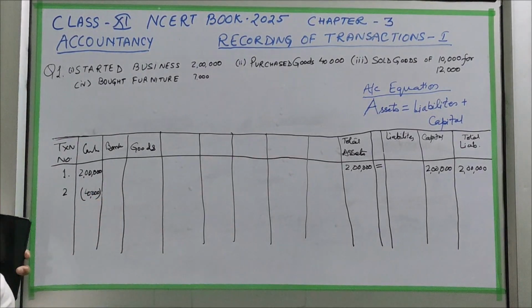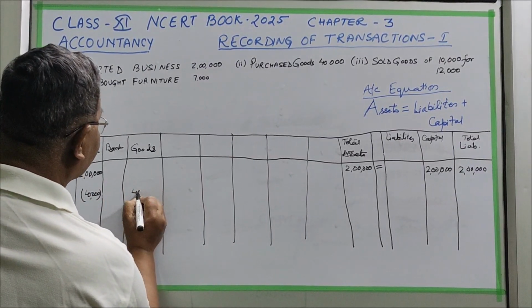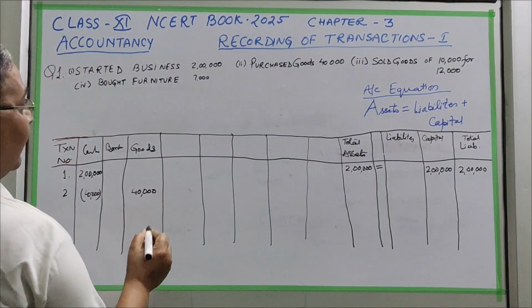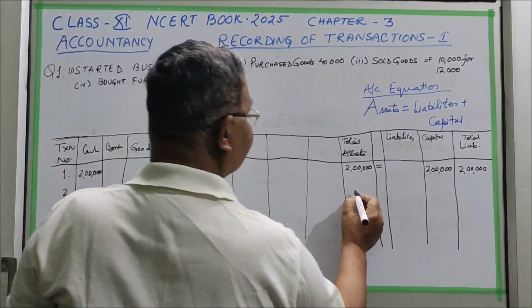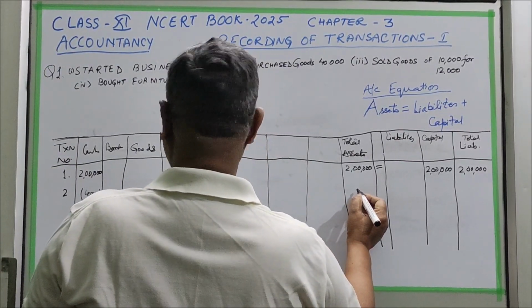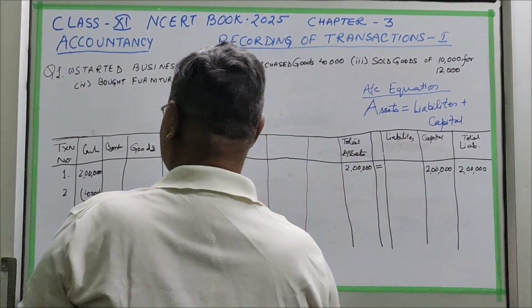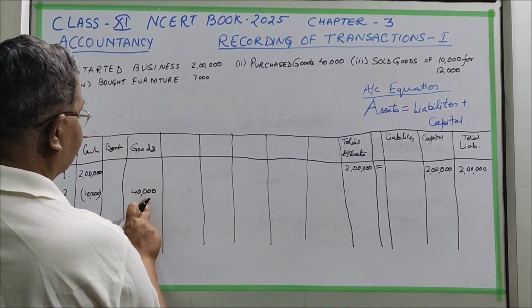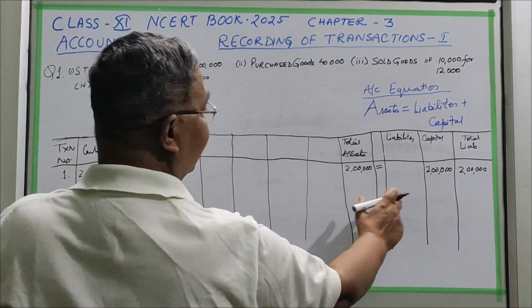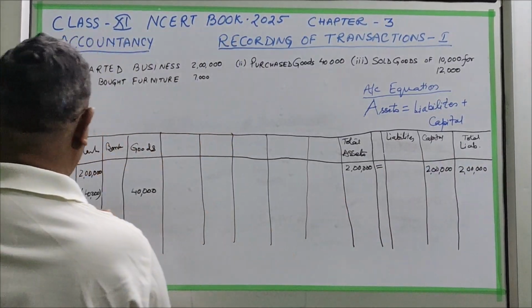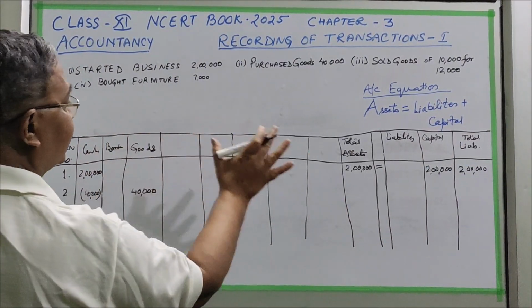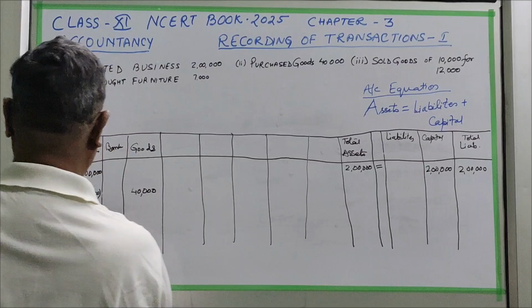You put a bracket here, and your goods balance will increase by 40,000. And total assets, nothing will change. It will remain the same because cash is reduced and goods are increased. So nothing is changed here also, no position is changed. So what happens after this? After the second entry, what happens?